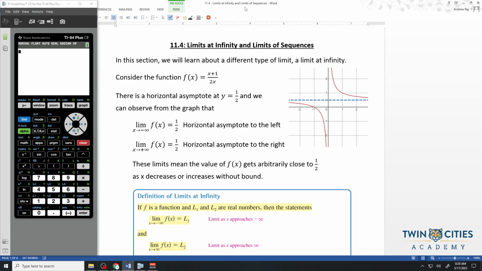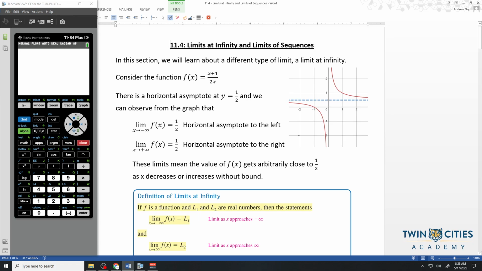To begin, let's look at this function here. f of x equals (x plus 1) over 2x. I've got it graphed, and we can see that as x approaches positive infinity, so as this red curve goes to the right, the y value of f of x is going to approach 1/2. And we see the same thing as x approaches negative infinity. It will also approach 1/2, albeit on the right side, it'll approach 1/2 from the positive side, and from here, it'll approach from the negative side.